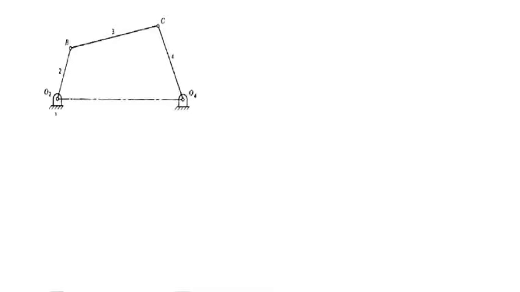So now let us solve a few problems. In these problems we are going to find the number of degrees of freedom. Here we need to find how many links are there and how many pairs are there. In this case, the frame is always link number 1, the fixed frame is link number 1, the crank is link number 2, the connecting rod is link number 3, and the rocker is link number 4. So this is the number of links.